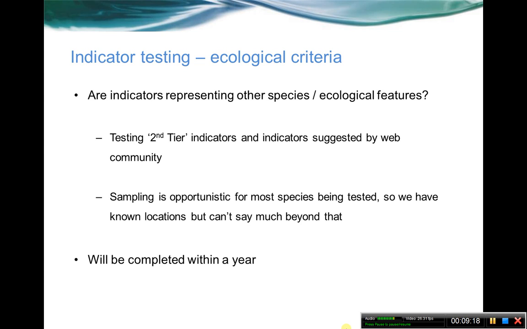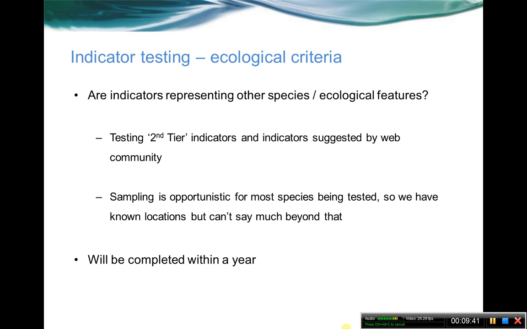One note for pretty much all these systems is that a lot of the sampling is opportunistic. So in a lot of the cases when we've had species or even certain measures, we may have known locations, but we can't say much about where they aren't. So we've had to use some interesting little methods to work with that piece.